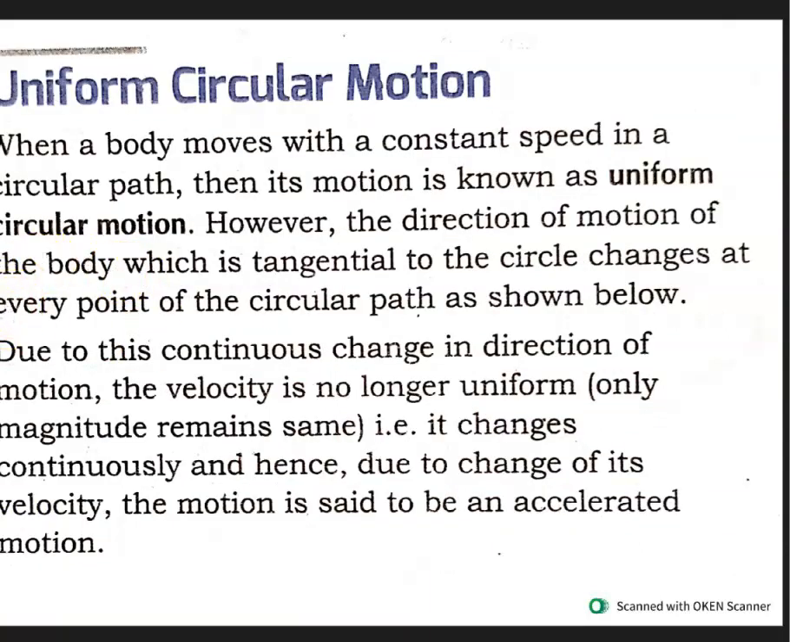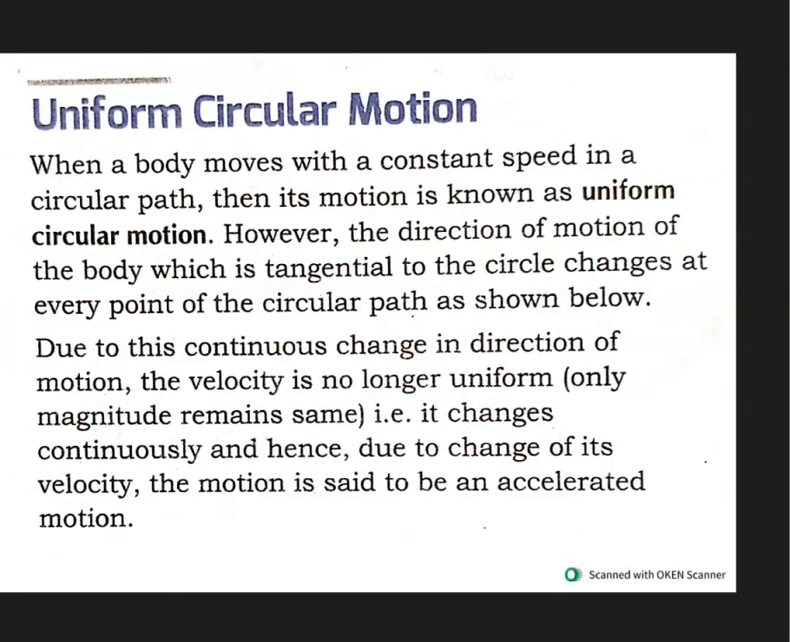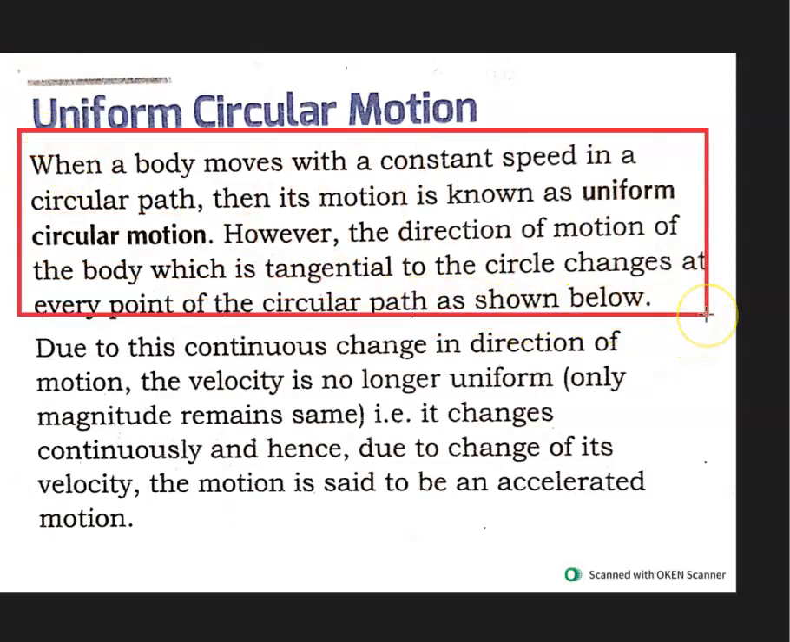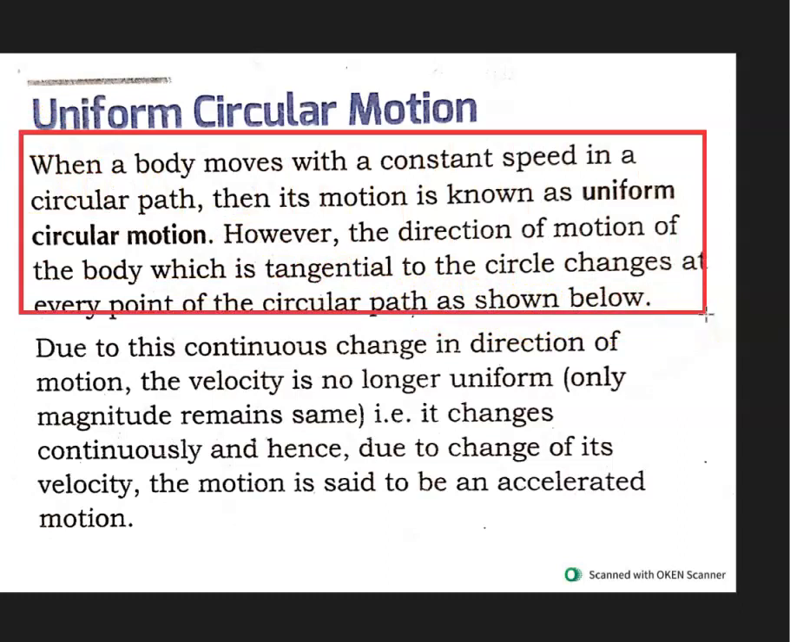Next, we are going to talk about uniform circular motion, which is a typical kind of motion. Many questions in board exams are asked based on it. Uniform circular motion. Definition. When a body moves with a constant speed in a circular path, then its motion is known as uniform circular motion. However, we should remember that although the speed remains constant, its velocity is variable because the direction of motion changes at every point on the circular path.